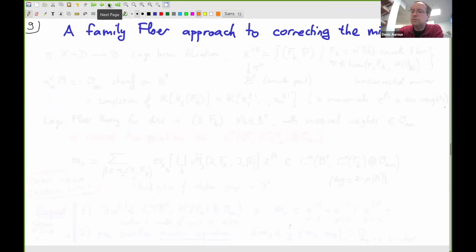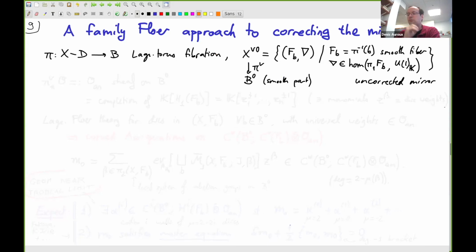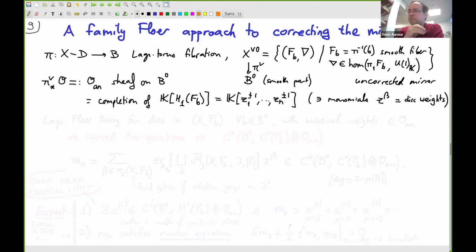Okay, so here's a proposal for how we might think about how to build mirrors in this setting. The proposal is basically to go along the lines of family Floer theory, and you're only going to see part of that story here for reasons of time. But let's say again, we start from our Lagrangian torus fibration and we look at the smooth fibers and we look at what we have. And let's go algebraic.